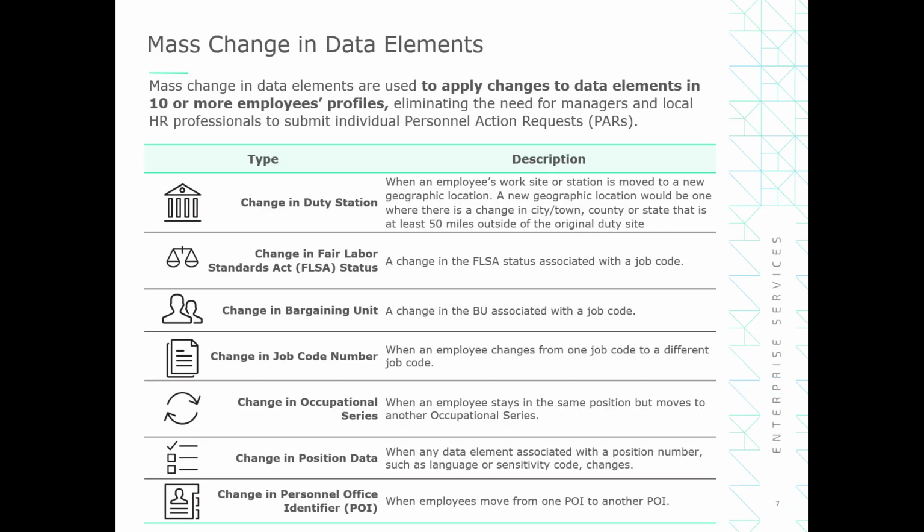Mass change in data elements are used to apply changes to data elements in 10 or more employees' profiles. Some examples of data elements that can be updated via a mass action are changes in duty station, FLSA status, bargaining unit, job code number, occupational series, position data, or Personnel Office Identifier, POI.